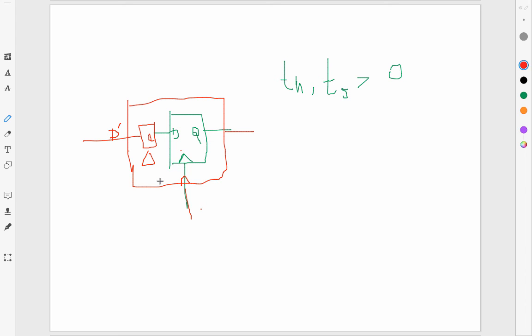But now I have this combinational logic. So what can I say about D prime? How much before the clock edge should D prime be stable? Anyone? 10 plus delta, right? Yeah, 10 plus delta. Okay. So setup time has increased.